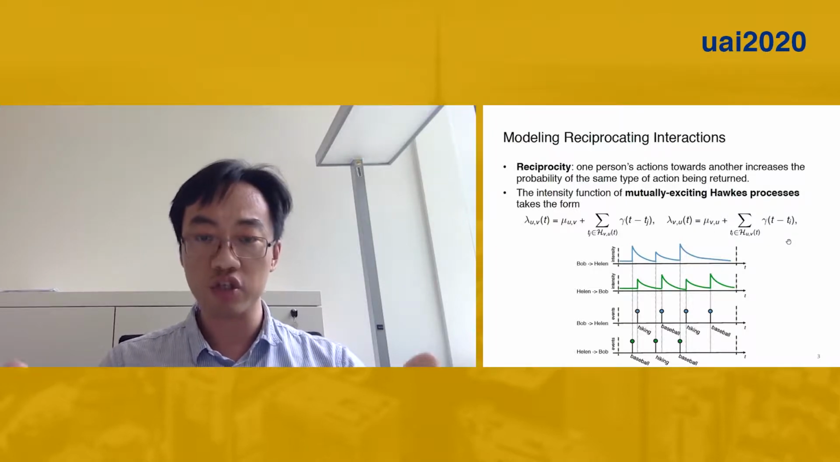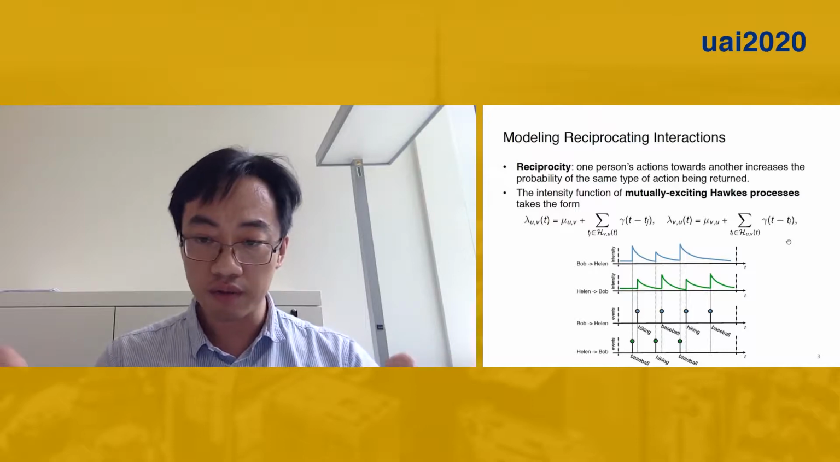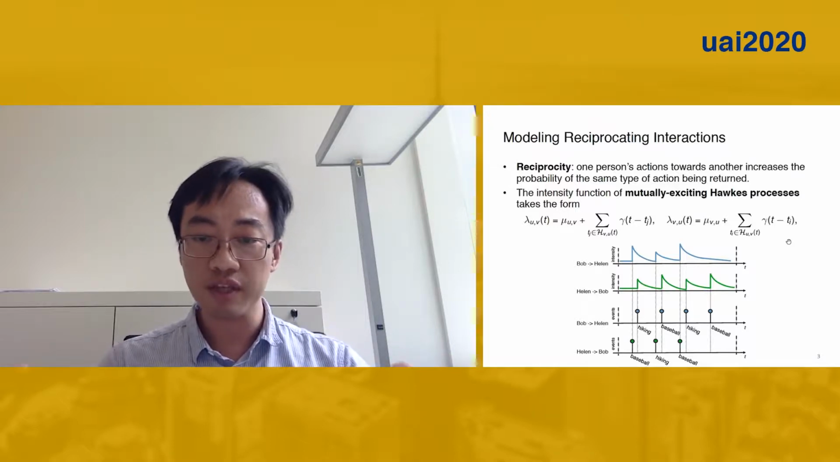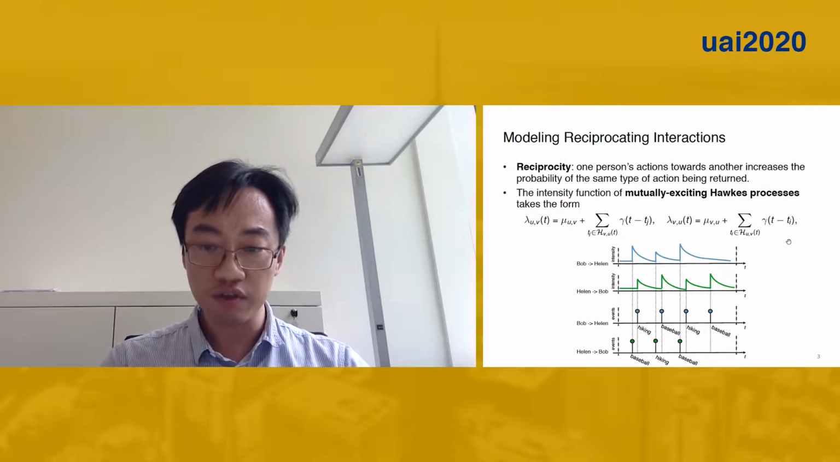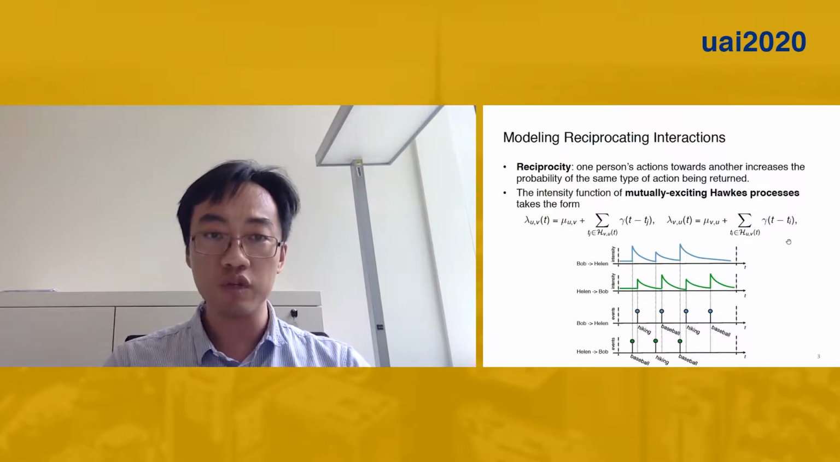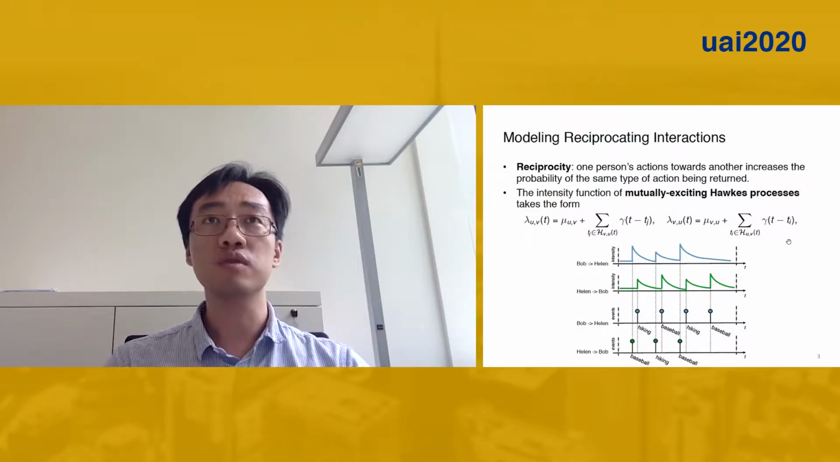To capture such reciprocating behavior, we model the interaction dynamics between each pair of two nodes using the mutually exciting Hawkes process. As shown in this figure, if Bob sends Helen an email, the intensity that Helen sends an email back to Bob will increase by an increment which exponentially decays over time. The intensity function for the pairwise mutually exciting Hawkes process is shown in this equation.